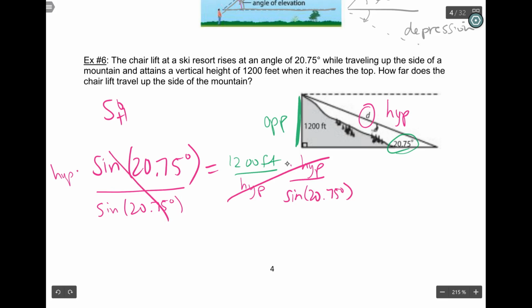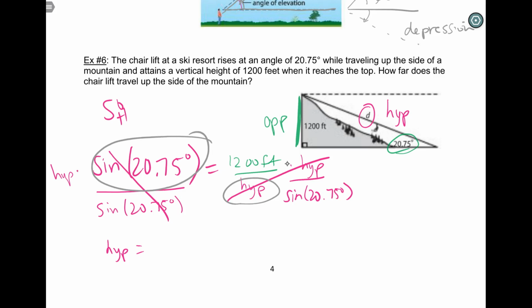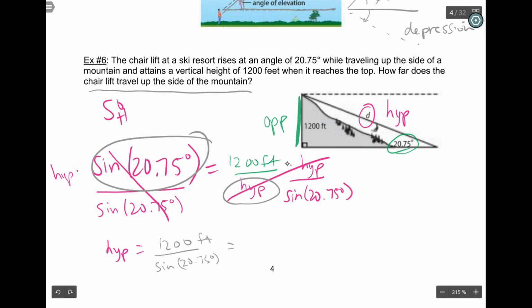So all I did was get the hypotenuse by itself. I don't know if your other math teachers use the butterfly method or switch it out, whatever. All I did was swap these two: multiply by hypotenuse on both sides, and then divide by sine 20.75 degrees on both sides. So you have 1,200 feet divided by sine of 20.75 degrees. We should find the distance the chairlift travels up the side of the mountain.